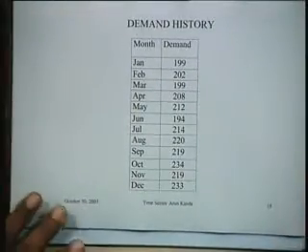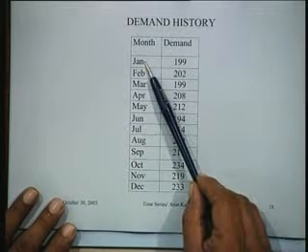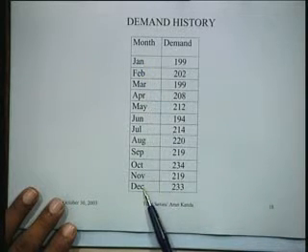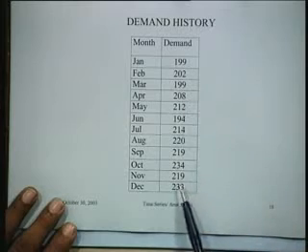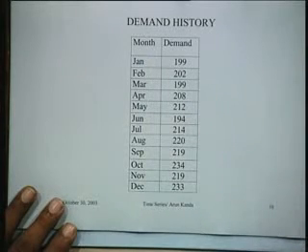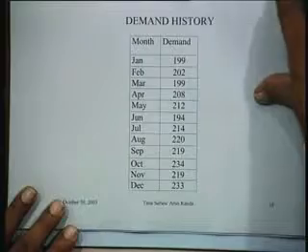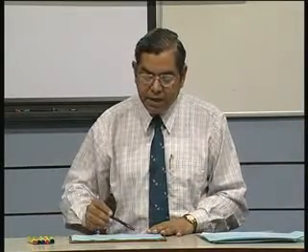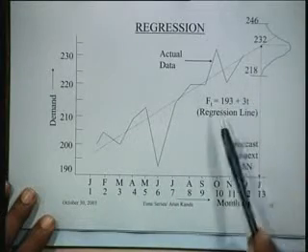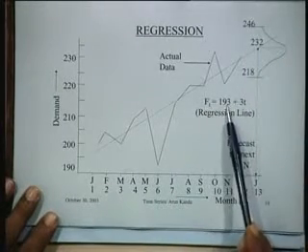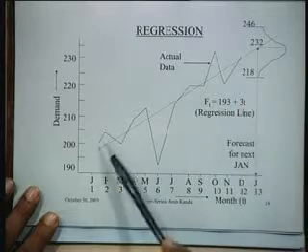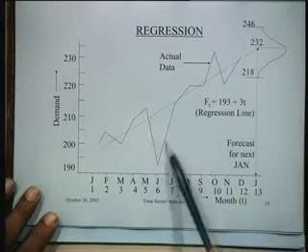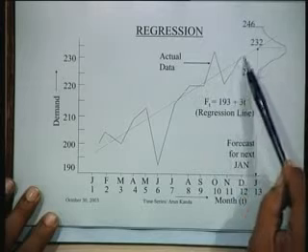Let's take an example. Suppose we have the demand of a company from January to December, and this is the actual demand in units sold for the company during January to December. And suppose we want to fit a regression equation, let's say to begin with a straight line on this particular function. So by using the methods that we just indicated, you would find that the regression equation is a straight line whose equation in this case is ft is equal to 193 plus 3t, and the actual demand data is actually fluctuating above and below this particular line as shown here.